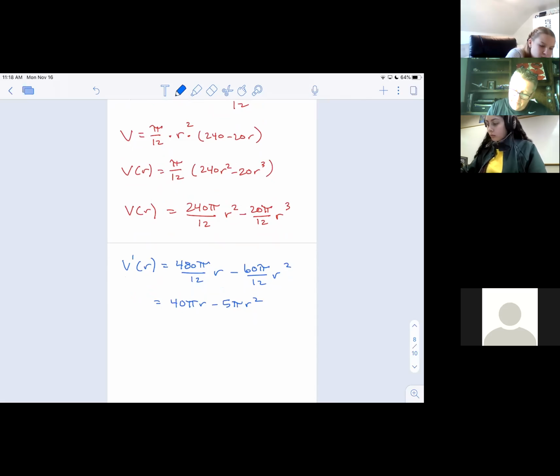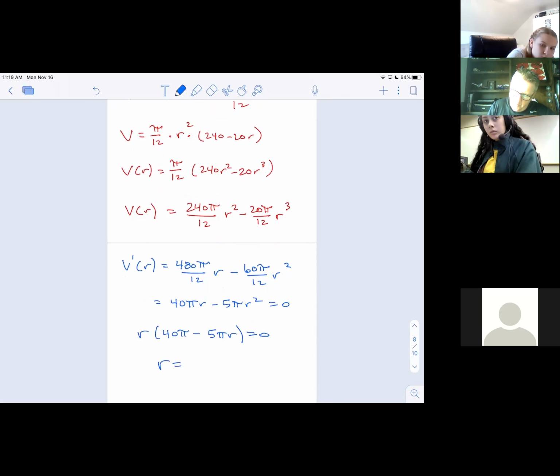And of course, what I'm after is, when is this thing equal to 0? Notice this doesn't have a constant term. It just has an r and an r squared. So I guess I could take an r out, and that would leave 40 pi minus 5 pi r.